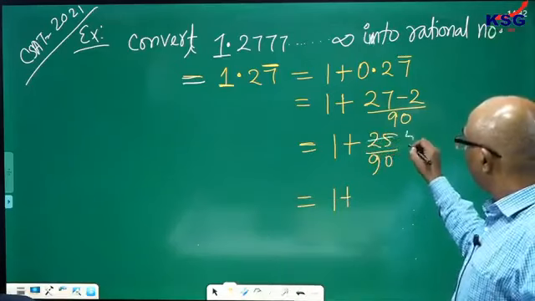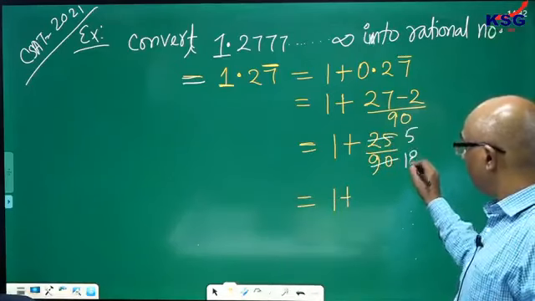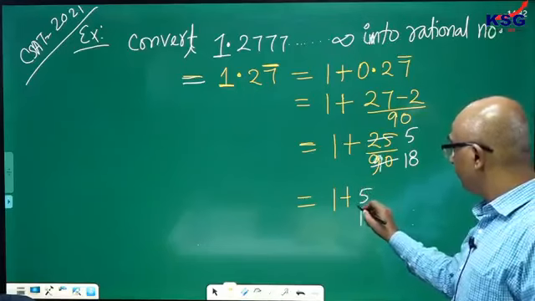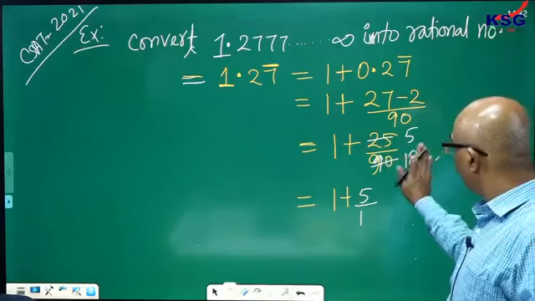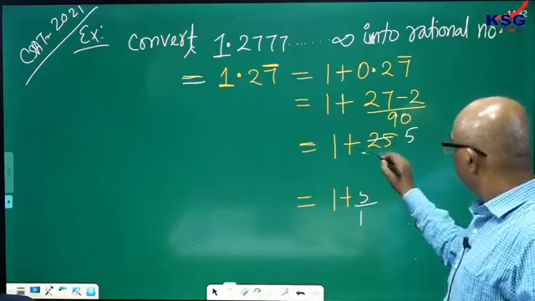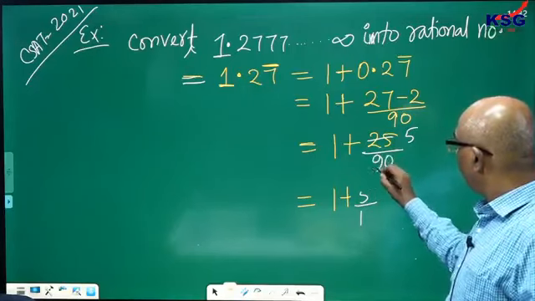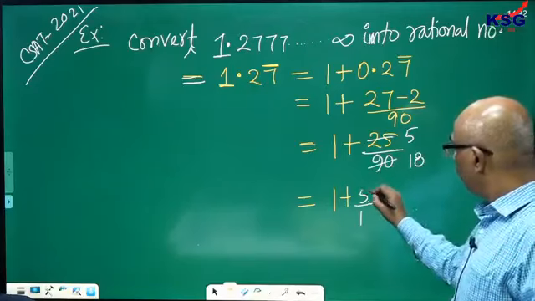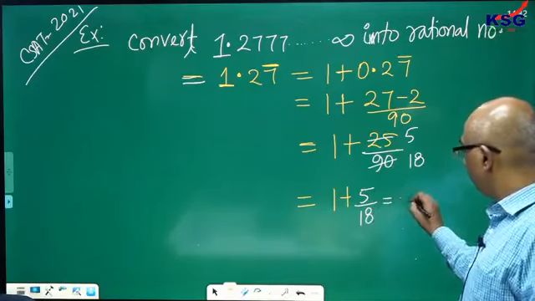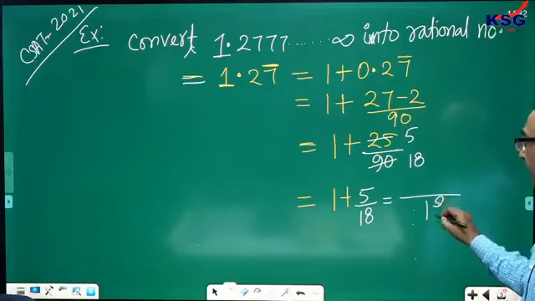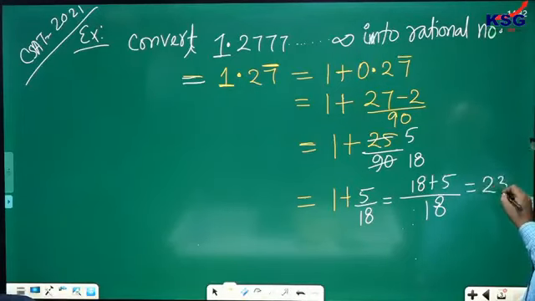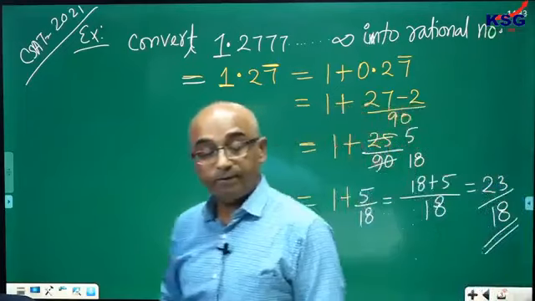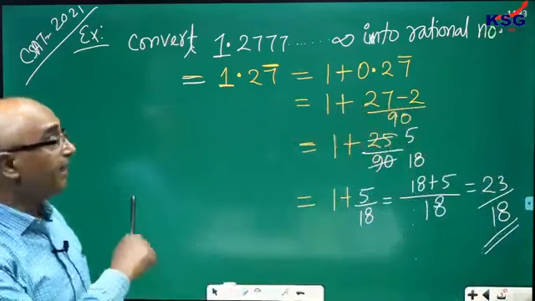Slowly simplify. 25 by 90, reduce by 5. 5 fives are 25, 5 eighteens are 90. So 1 plus 5 by 18. Now slowly simplify. LCM is 18. So 18 plus 5, the answer is 23 by 18.